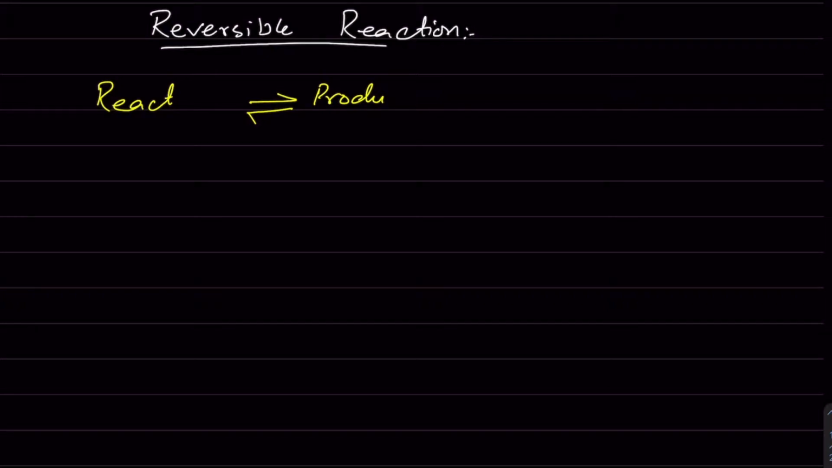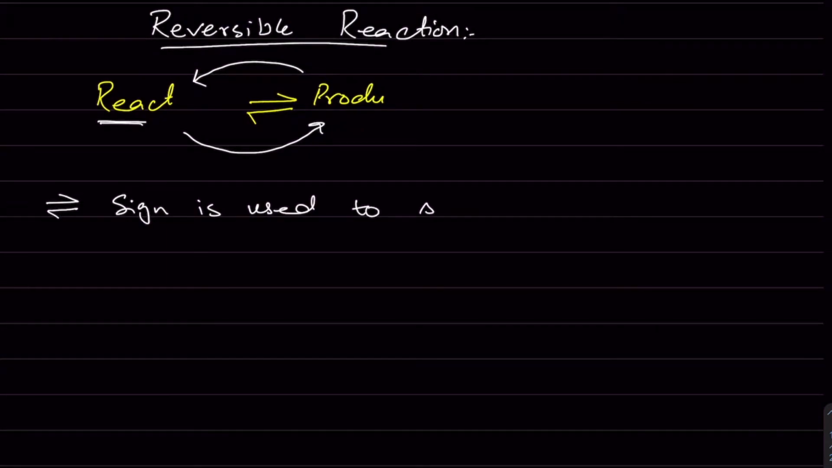Again, I repeat, a reversible reaction is a type of reaction in which reactants are consumed into products and products decompose back into reactants. And to show a reversible reaction, we use this sign. This is a half arrow forward and a half arrow backward. This is the sign used to show a reversible reaction.